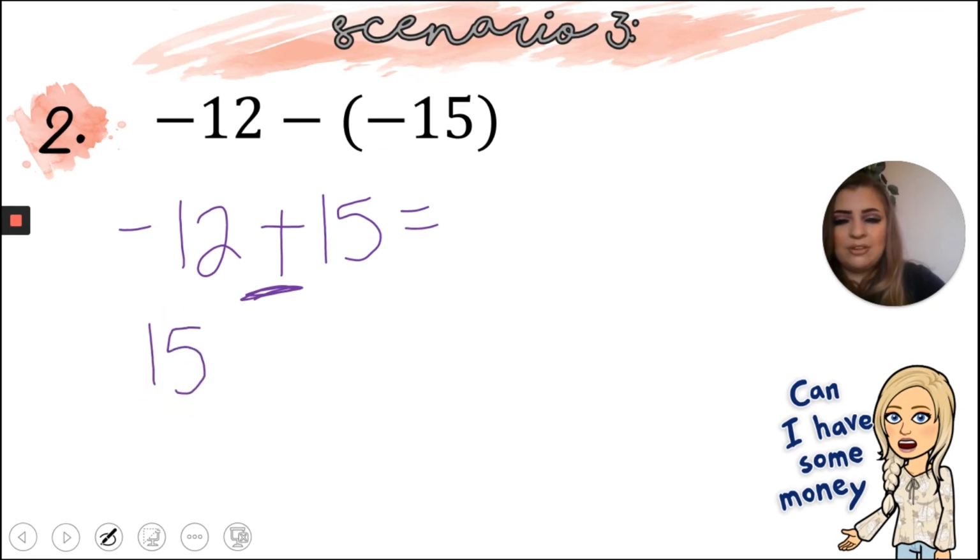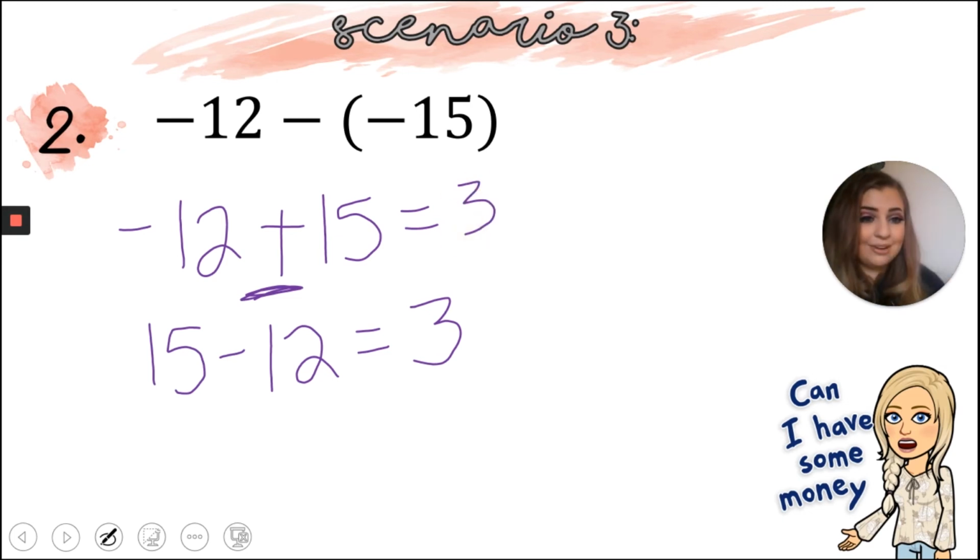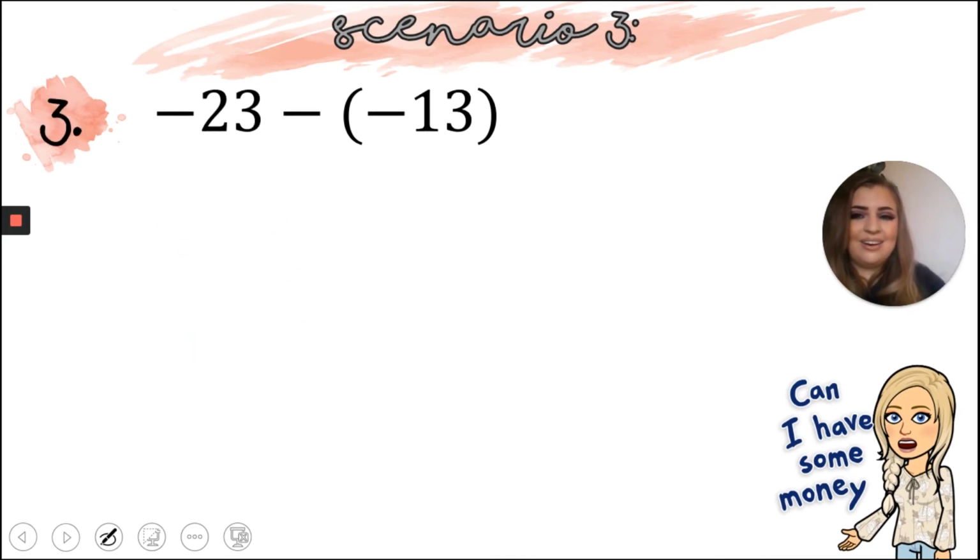So I have a positive 15, and then I still have a negative 12, so it's still going to be minus 12 because it's negative. Okay? So then really I have 15 minus 12, $3. So I end up making money back. I actually make more money and I'm out of the negatives. Bless up. Okay? Our next one.